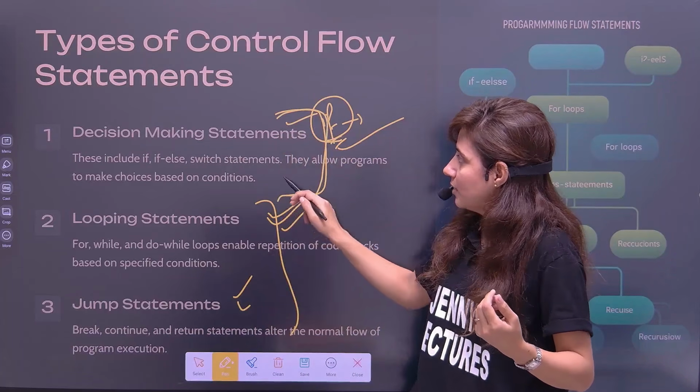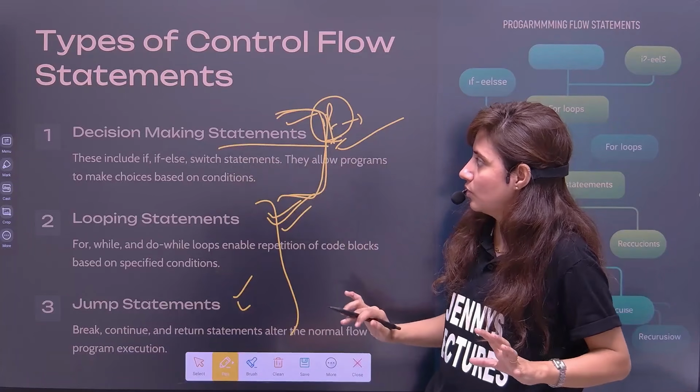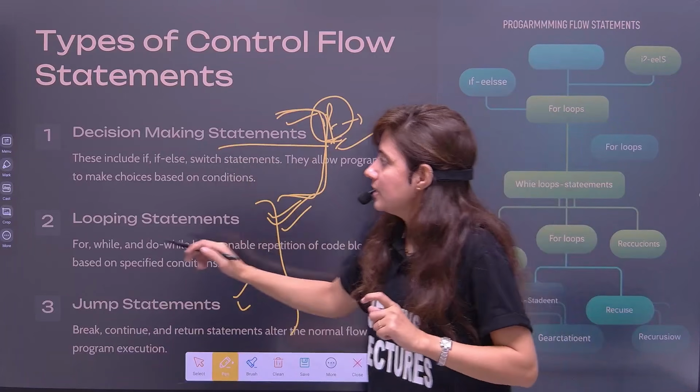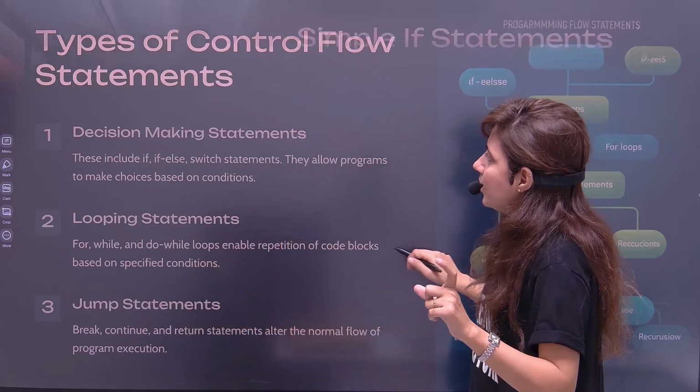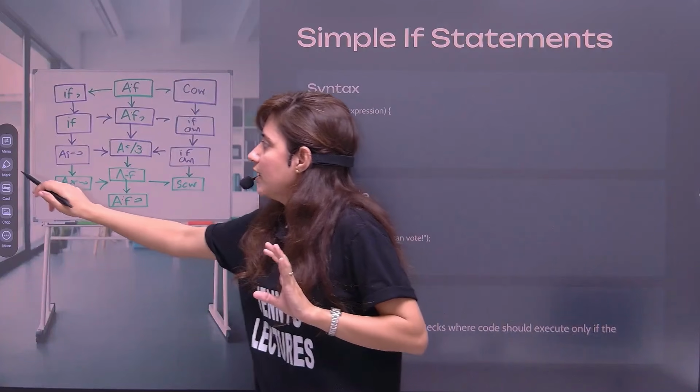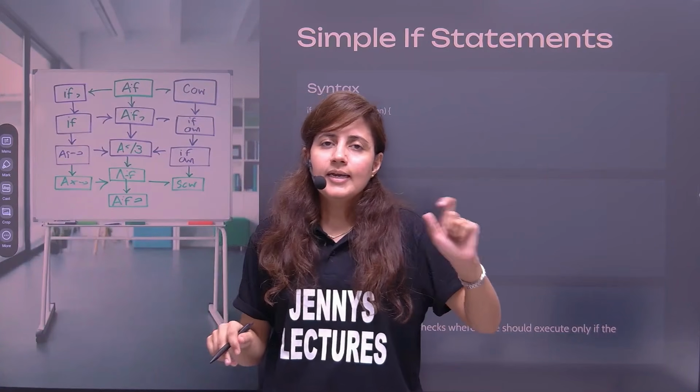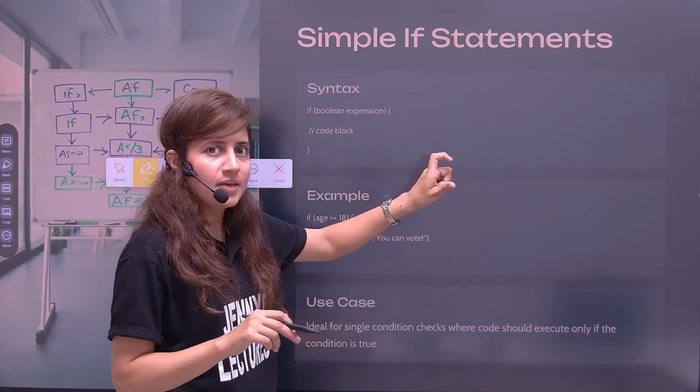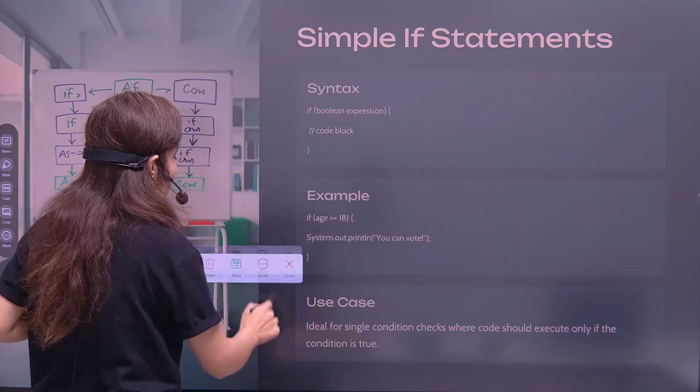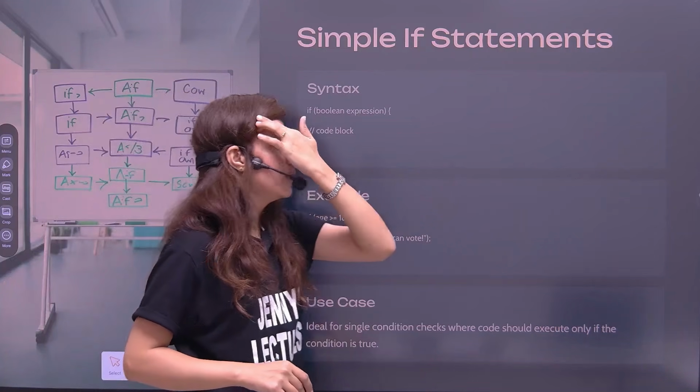The first one, decision making statements, we'll discuss in this video, right? So first let's see the simple if statement. Simple if, this is very simple. It is a decision making statement. So based on certain conditions you decide, right?